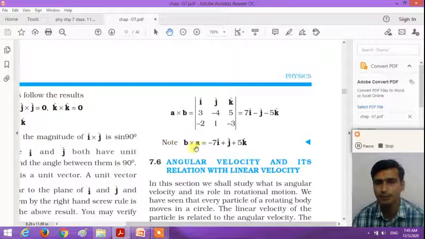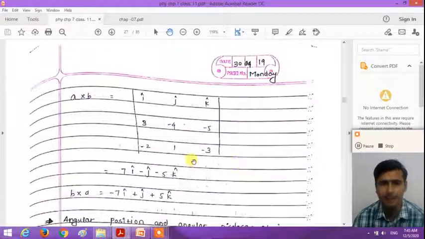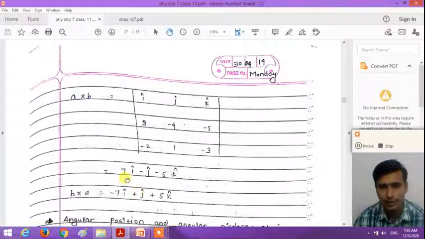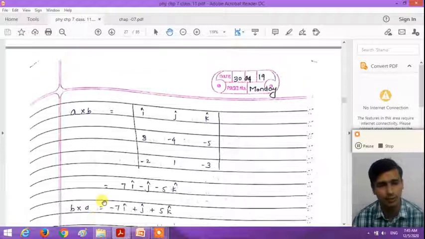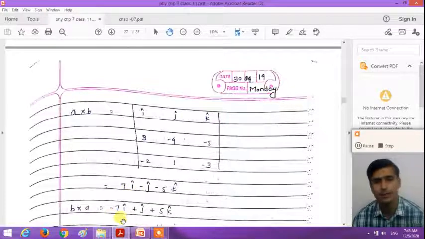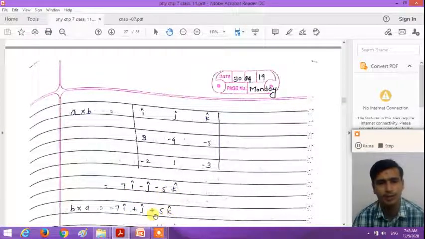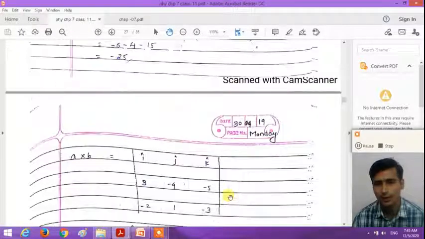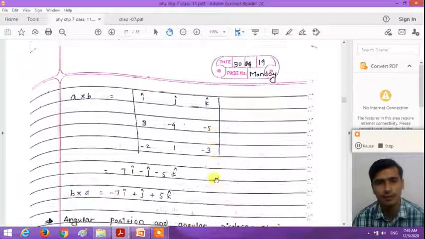And if you find B cross A, similarly you get minus 7i plus j plus 5k. So dear student, understand how we can get A cross B and B cross A. There is only one difference between A cross B and B cross A: the two vectors are in opposite directions. Here the 7i is plus, here the 7i is minus. Here the j is minus, here the j is plus. Here the component of k is minus 5, here the component of k is plus 5. So dear student, understand how we can find the scalar product and the vector product of two vectors.